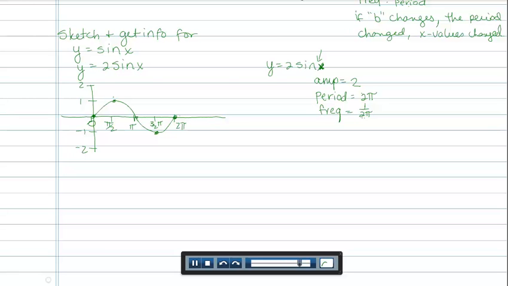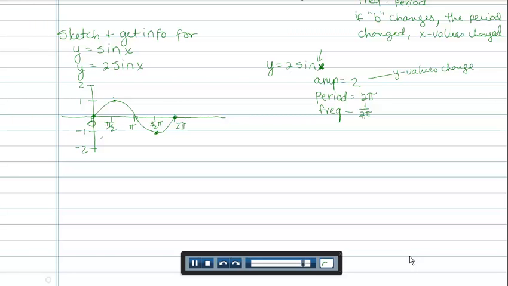Well, this is the same information as the regular sine x. The fact that B didn't change tells us that the x values didn't change. The period stays the same, the x values stay the same when B remains the same. So technically, we already have our x values for y equals 2 sine x on our graph over here. It's going to be the same x values. What's going to change is the y values. Y values change, because the amplitude is bigger.